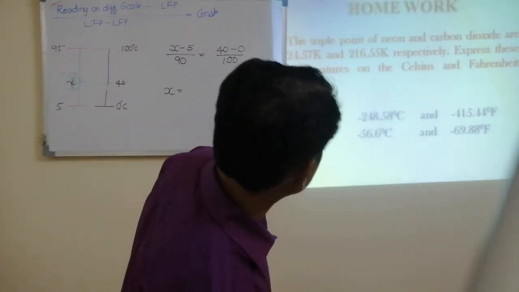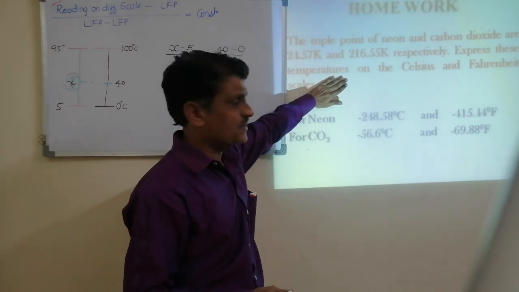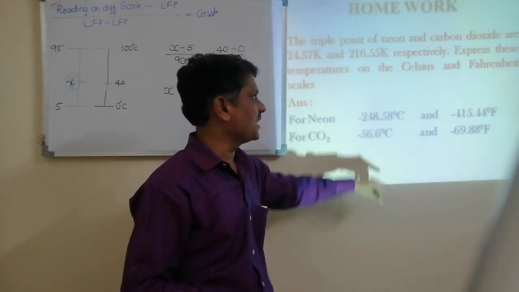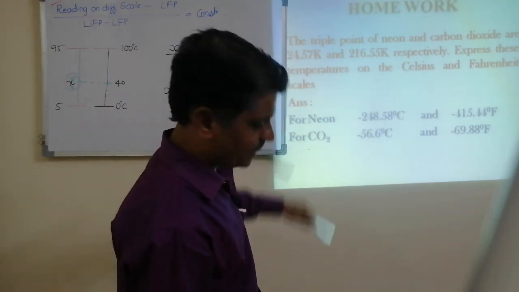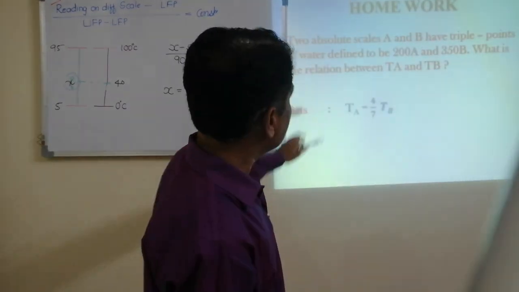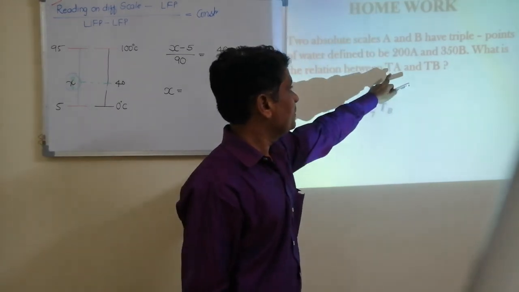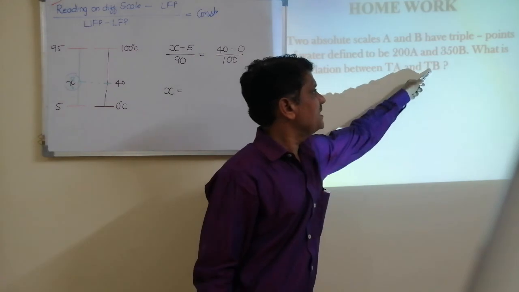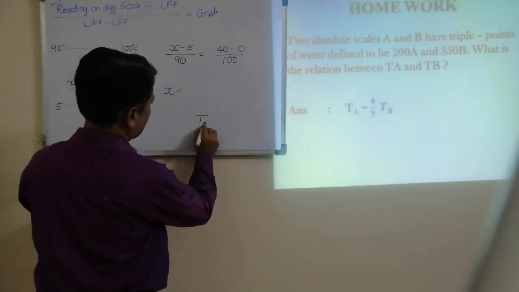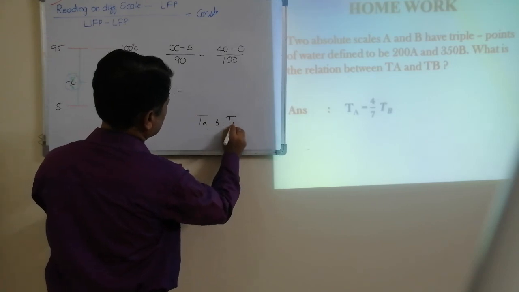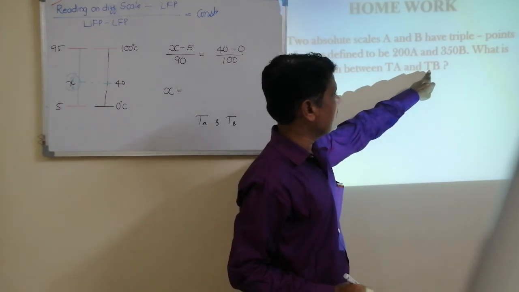Next two questions are over. Pause the screen and write down the problems and take these as the answers. This is the first homework, question number 9. This is the second homework. Pause the screen and write down. It must be T suffix A, and it is T suffix B. That is T suffix A and T suffix B.